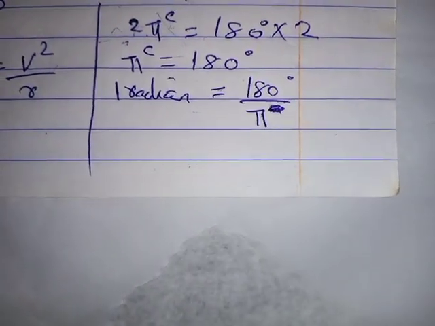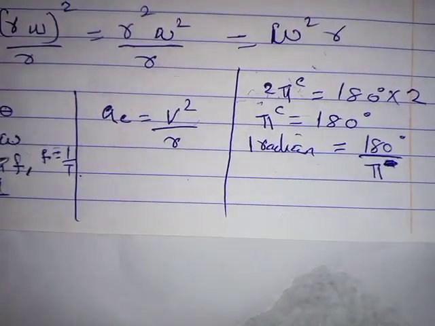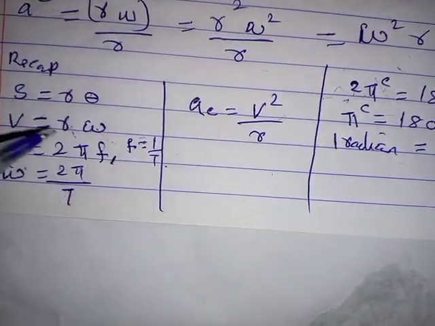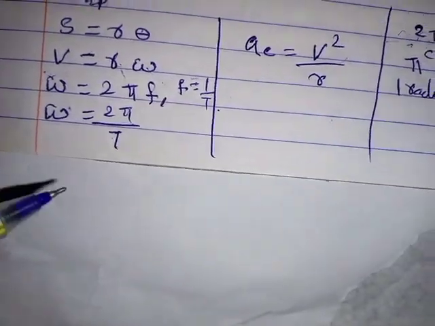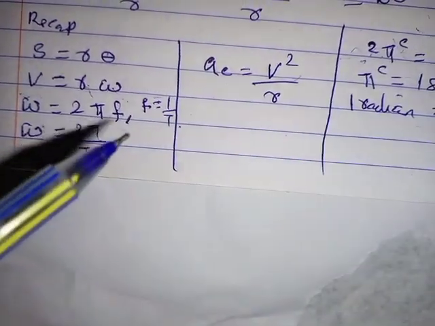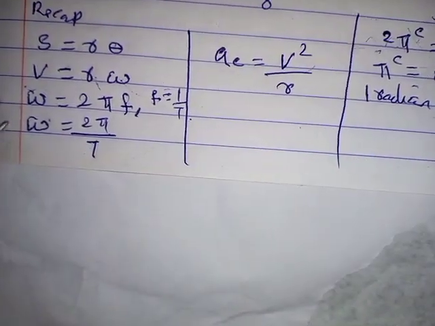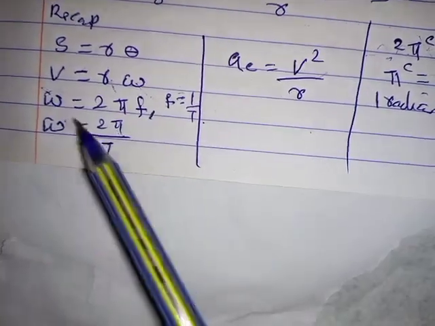So uniform circular motion is very important, and it is very simple if you follow these simple instructions which I have given step by step. Next time we are going to look at the numerical problems which can be solved using these formulas.